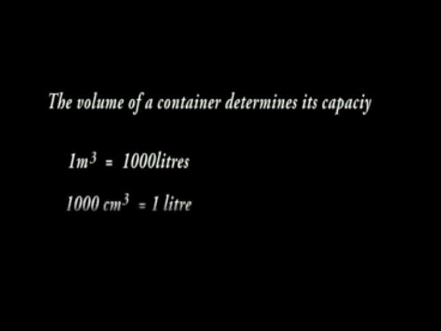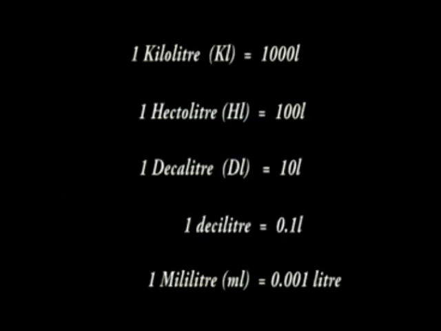For simple conversions, a container with a volume of 1 meter cubed can hold 1,000 liters of liquid. Another with a volume of 1,000 centimeters cubed holds 1 liter of liquid. Hence, 1 meter cubed is equal to 1,000 liters, as 1,000 centimeter cubed is equal to 1 liter. These two relationships are very common and must be at your fingertips at all times. This table shows some conversions that are less common.